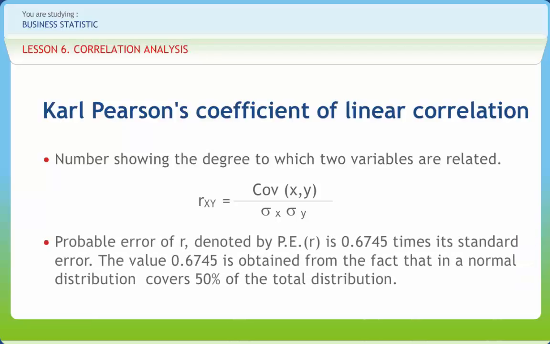Probable error can be used to specify the limits of population correlation coefficient, RHO, which is defined as R minus P.E.(R) and R plus P.E.(R), where P.E. denotes probable error of the correlation coefficient in population and R denotes correlation coefficient in sample. If R is less than 6 P.E.(R), then correlation is not significant. If R is greater than 6 P.E.(R), then correlation is significant.